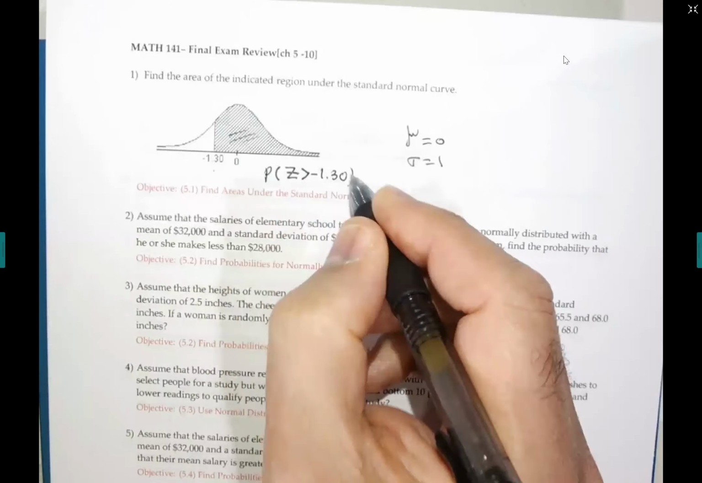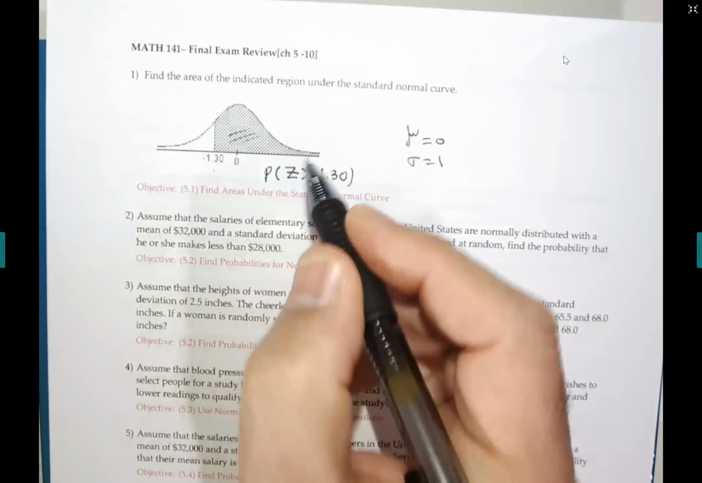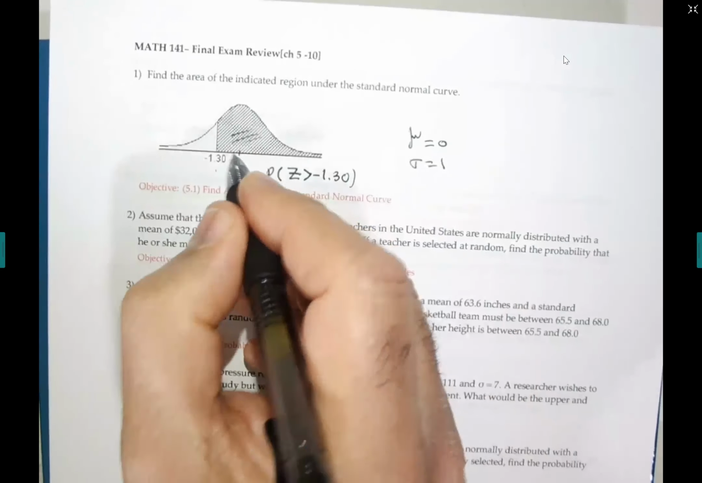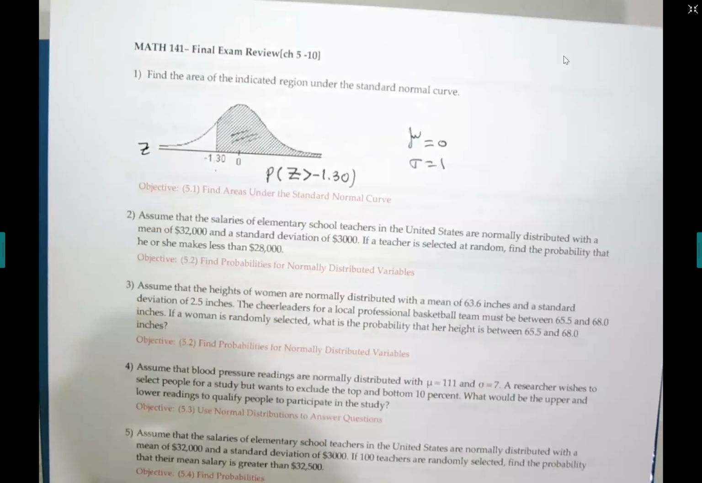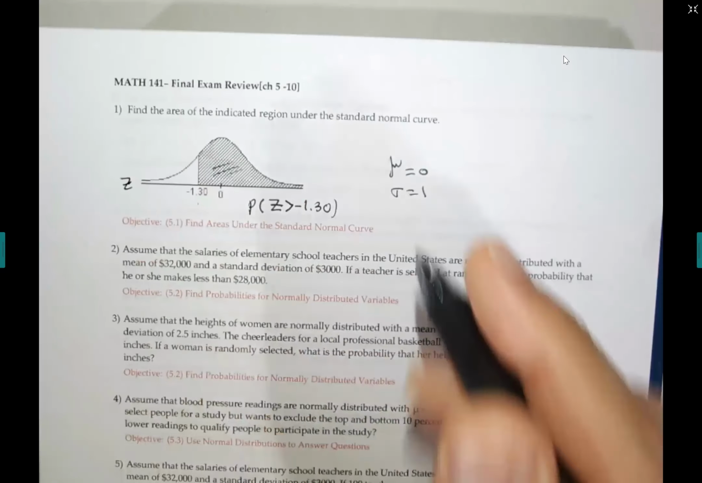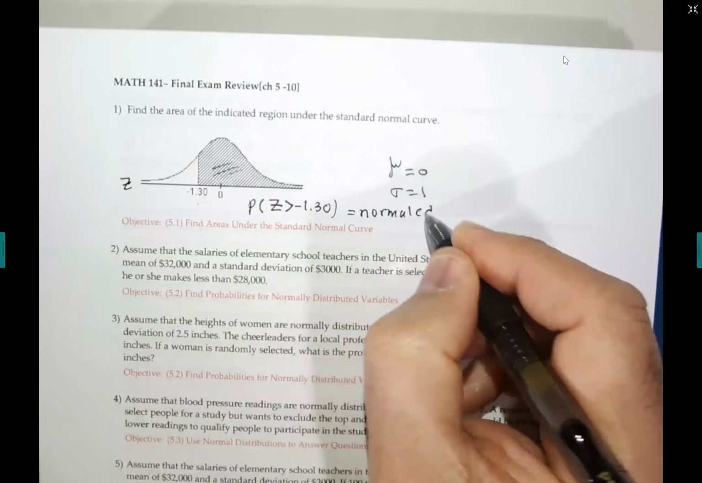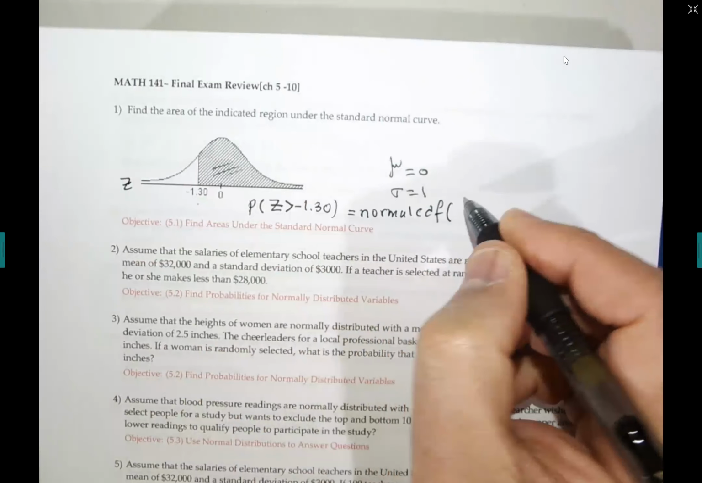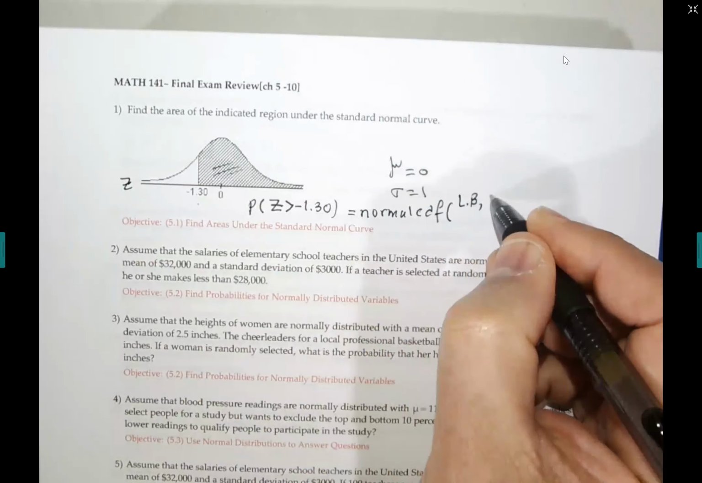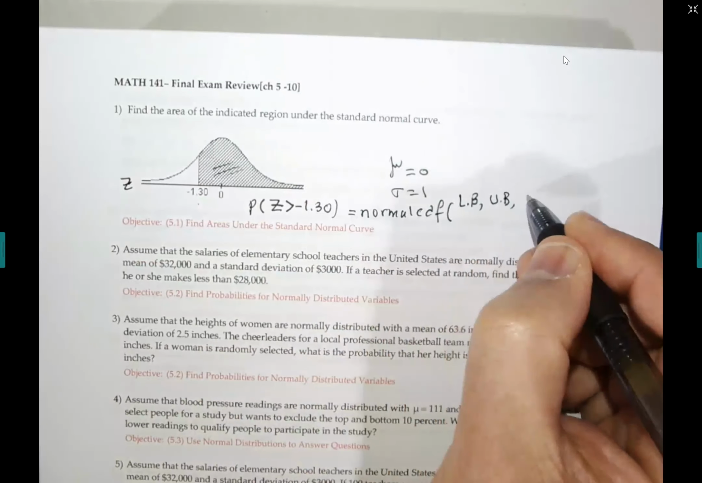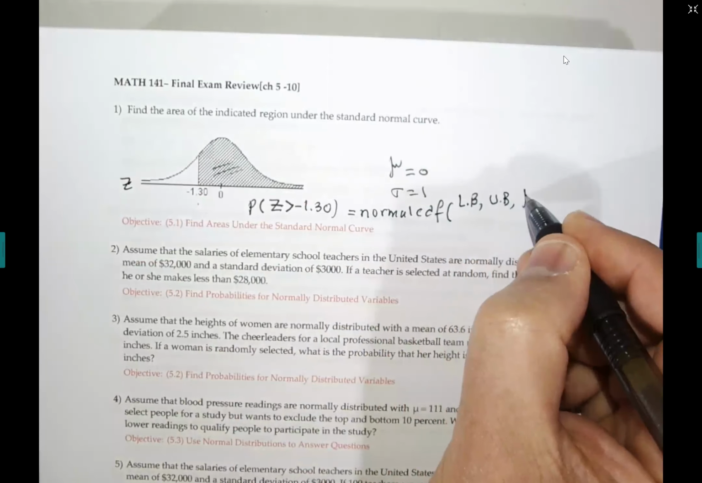Why did I put greater? Because it's going to the right. And why did I put z? Once you see a 0 in the center, it's a z distribution. Do you still, guys, remember what the formula is? It's normal CDF. We need a lower bound. Let me remind you of this. We need the upper bound. We need the mean and the standard deviation.